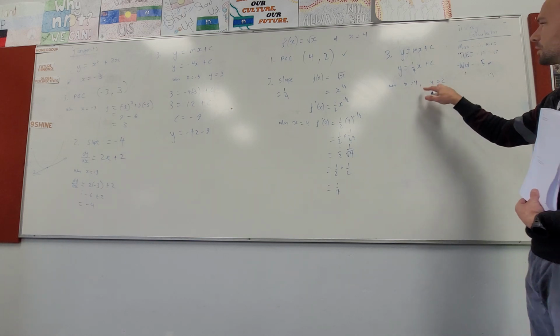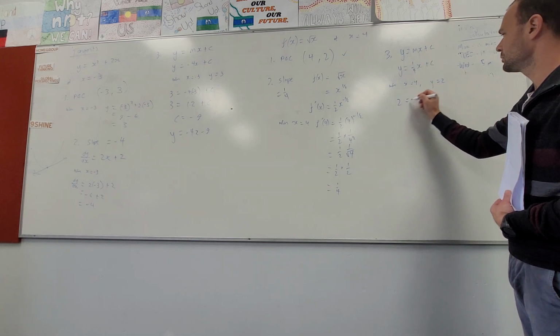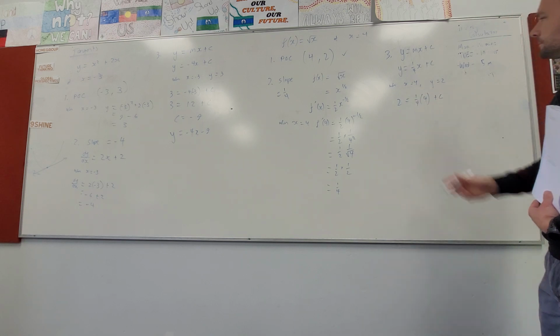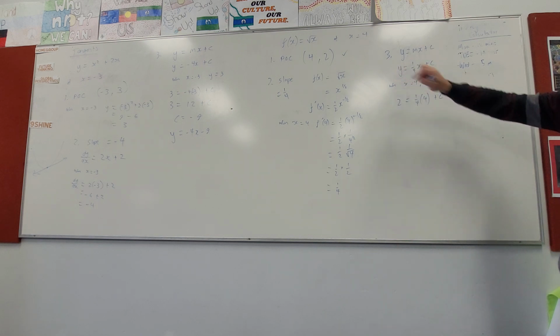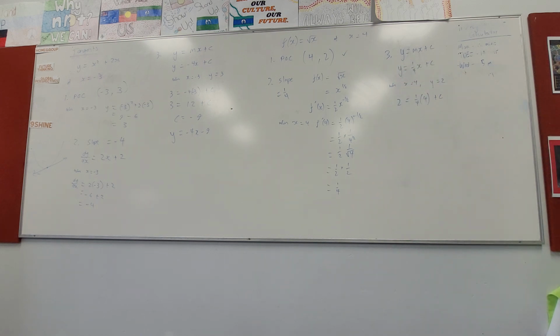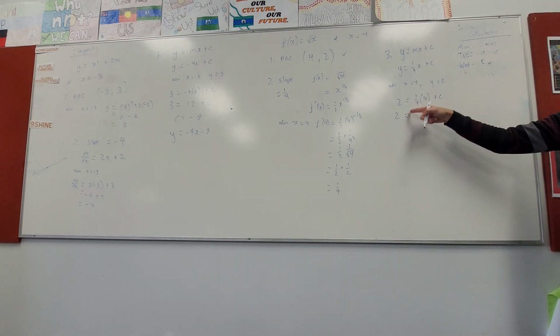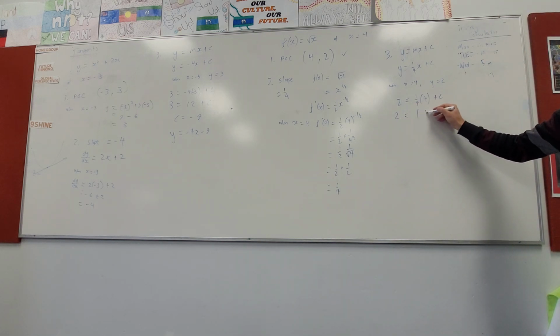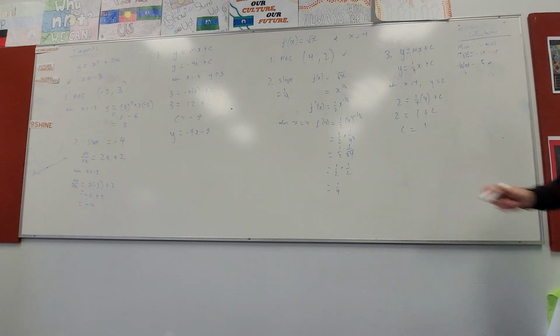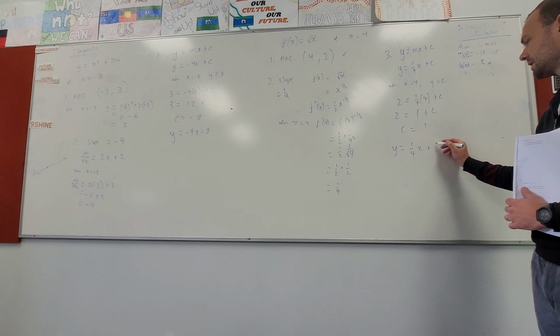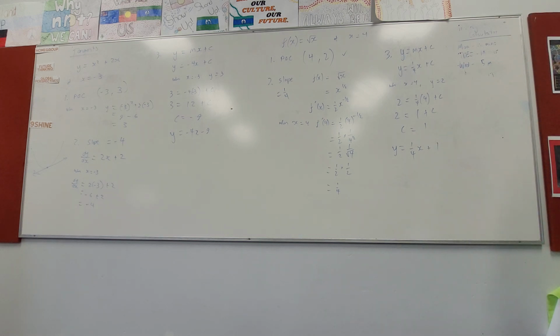So we're going to put those coordinates into this equation. We'll have 2 equals a quarter times 4 plus c. We put 2 where the y is. We put 4 where the x is. Now, a quarter times 4 is 1. If 2 is equal to 1 plus c, then c has to be 1. Which means the equation of this tangent is y equals a quarter x plus 1.